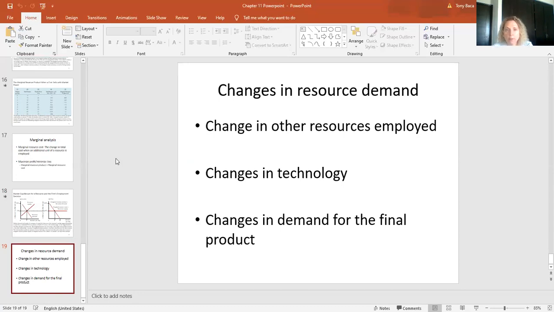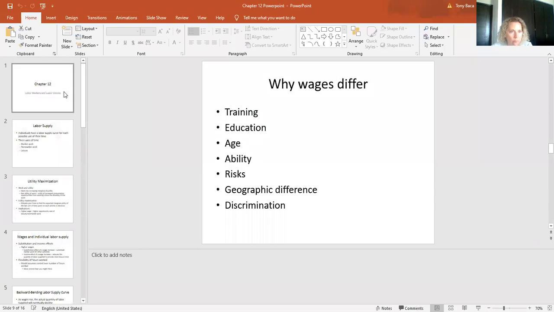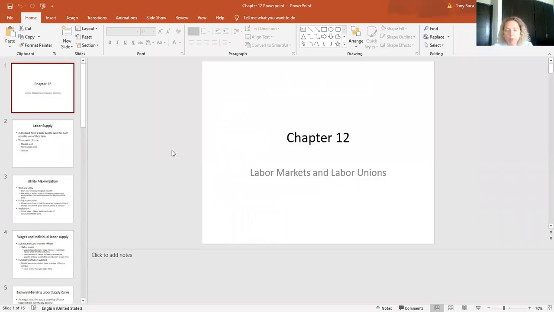Any questions about the resource market before we move on to a very specific segment of the resource market, which is human labor? Everybody good on this? Okay, so let me pull up the chapter 12 PowerPoint and we'll get started on that. Okay, so chapter 12 is going to focus on labor markets and labor unions. Labor markets is really what we're going to get covered today, and then labor unions is what we're going to start on Monday.